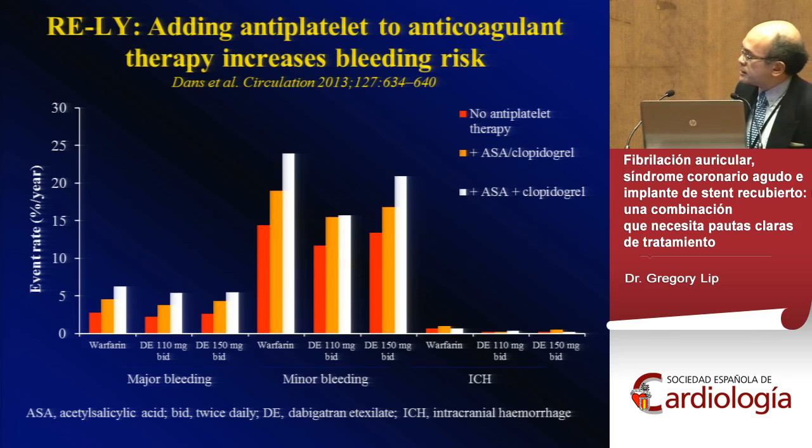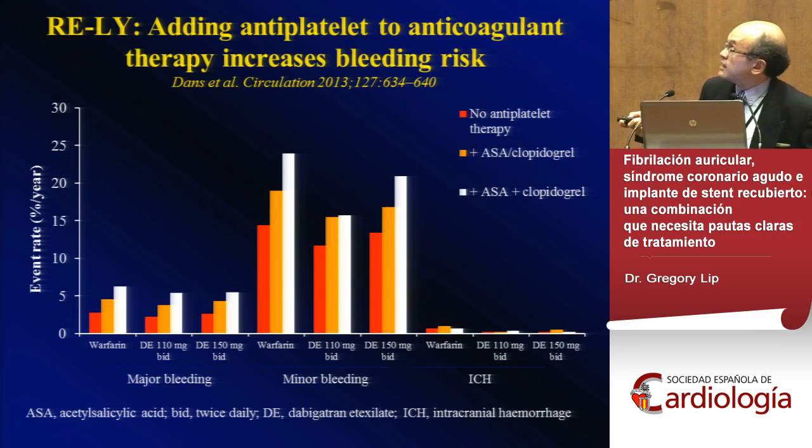And this just looks at the trials in terms of major bleeding or intracranial bleeding. This is from RE-LY, and you see this step up, whether in patients, these are patients on warfarin with no concomitant antiplatelet. That's with warfarin plus a single antiplatelet. That's warfarin plus dual antiplatelet. But you see the step up is evident for major bleeding for warfarin, for the dabigatran 110, for the dabigatran 150.